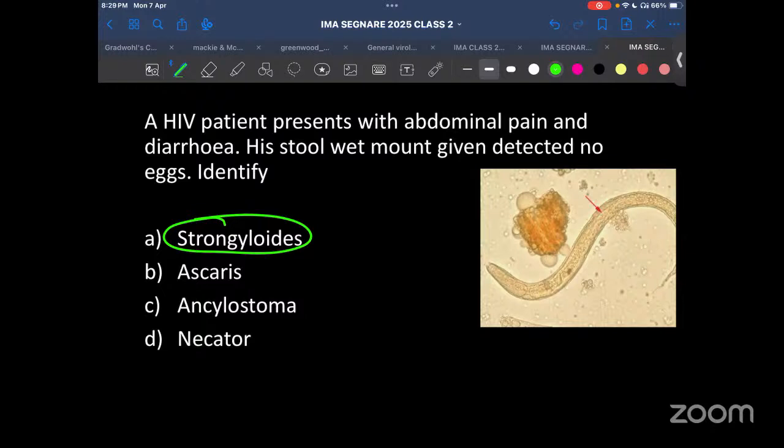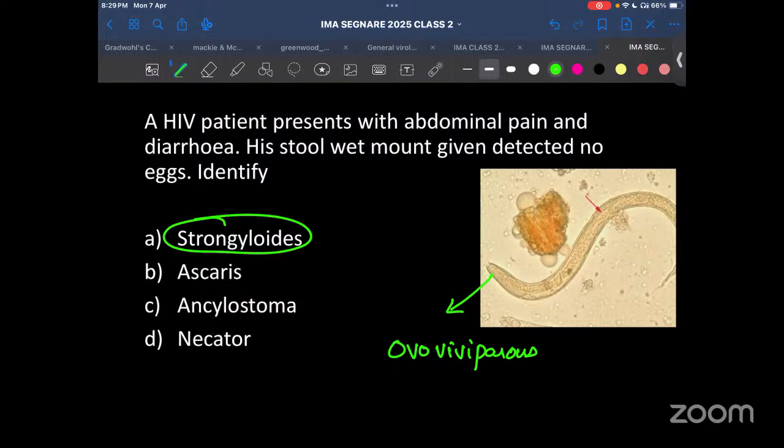Why is there no egg in stool? Because this organism is ovoviviparous. Ovoviviparous means it doesn't lay eggs. Its egg actually hatches in its birth canal. So when it is giving birth, the egg hatches in the birth canal, and the larvae is given out of its genital pore. The egg is there, but it immediately hatches into larvae. So that is ovoviviparous. No egg will be seen in the stool. Only the larvae will be seen.